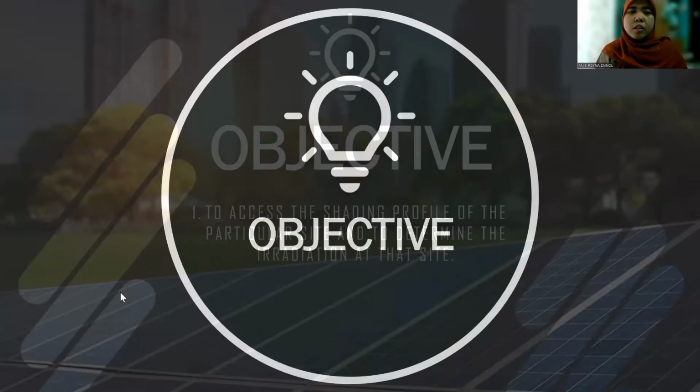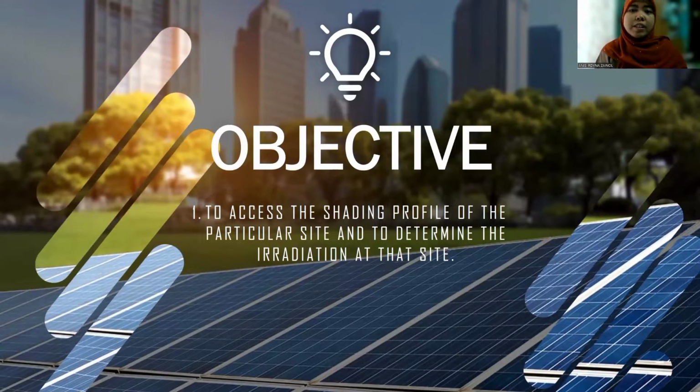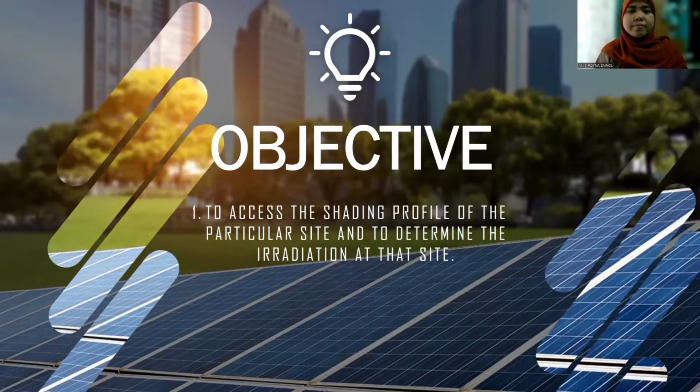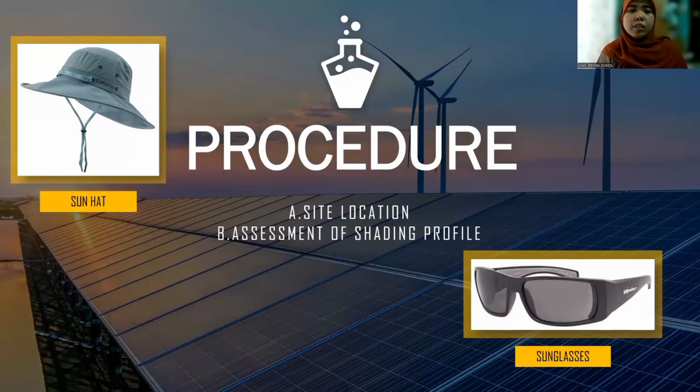First thing first, the objective of this experiment is to assess the shading profile of the particular sites to determine the irradiation at that site. Next, we will move to the procedure. There are two procedures, which are part A, site location, and part B, assessment of shading profile.